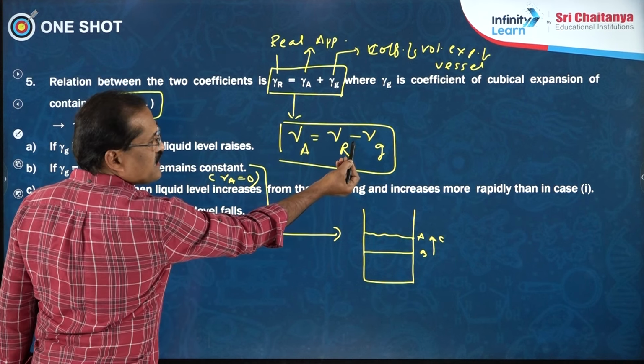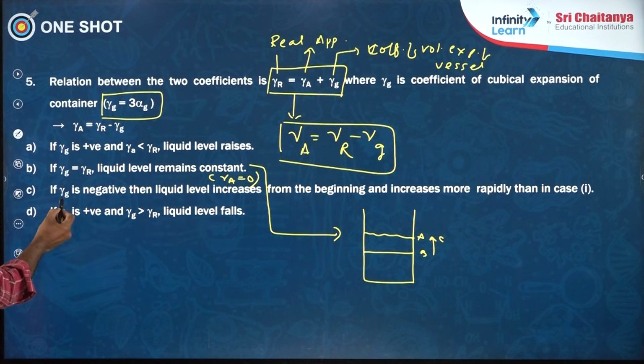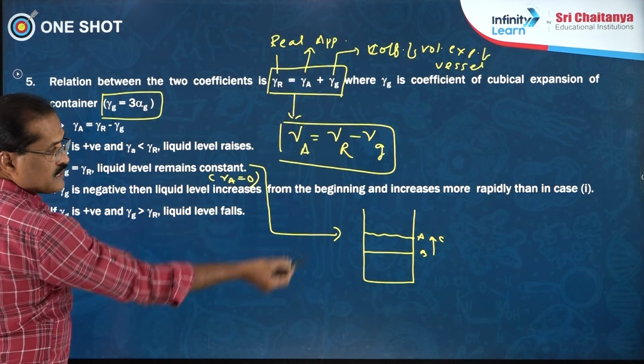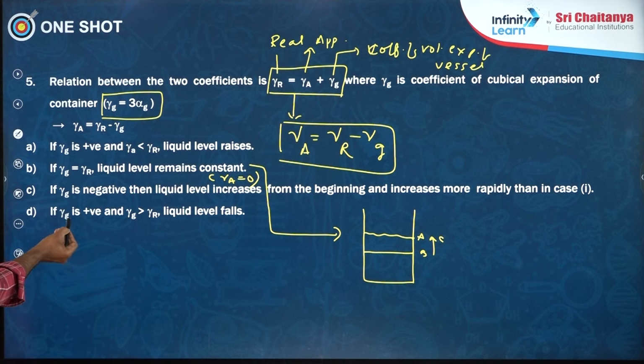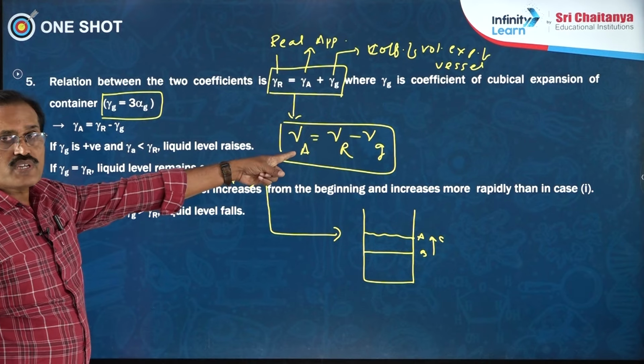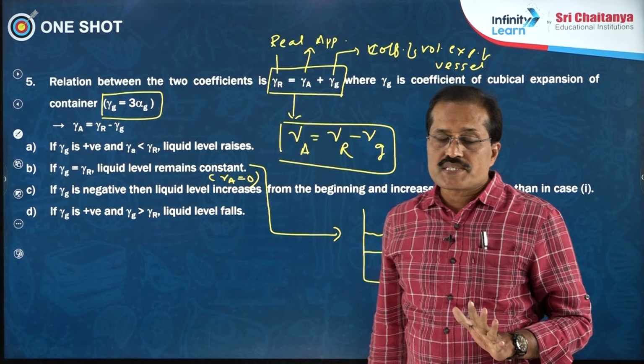Mathematically you see gamma g is negative, so in that case, as you can observe here, if gamma g is negative, the liquid level increases from the beginning. Is it clear? If gamma g is positive, gamma g is greater than gamma r, the liquid level falls. The same you can observe mathematically, right. So, this is about the fundamentals of expansion of liquids, right.